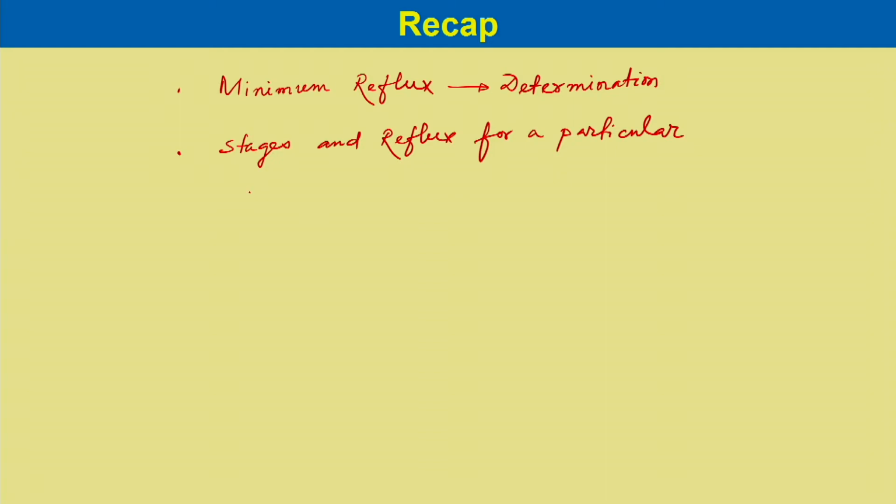In our previous lecture, we have mainly considered minimum reflux, and we have seen how to determine the minimum reflux ratio. The second thing, we have considered stages and reflux for a particular separation. And finally, we have considered the feed tray location.